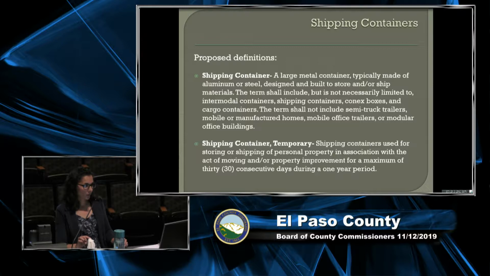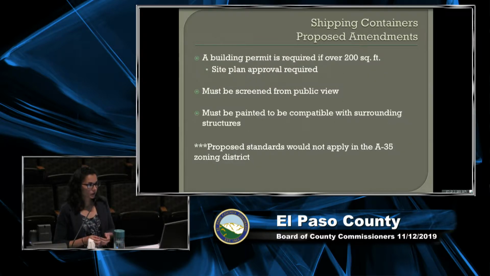In addition, we're proposing to add in temporary shipping containers for when somebody is moving or if they're doing construction on their home, they could have a temporary container on their property. In order to ensure that the containers are safe and that they're screened and don't become a visual nuisance, we're proposing to require the shipping containers to be screened from public view. We're also proposing that they be painted with a compatible paint. So if you have a brown house, you can't put a neon container on your property. It has to look nice.